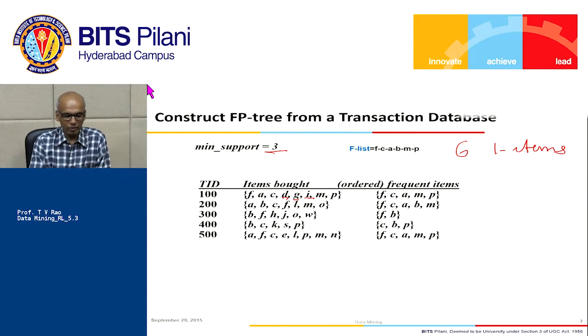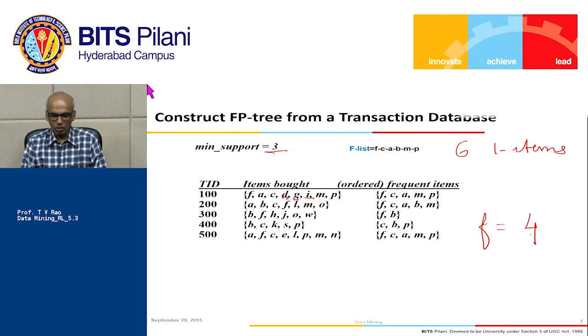When we look at the support, we realize that it is F which has got the maximum support. Support is equal to 4. Others have a lower support. So we sort this list as per the support. Thereby we have got the frequent items which are sorted as per their support in the decreasing order of the support.